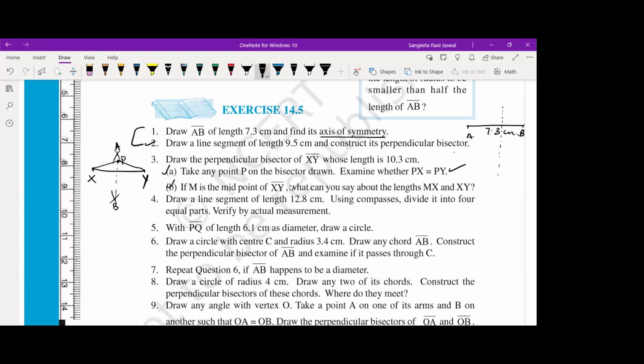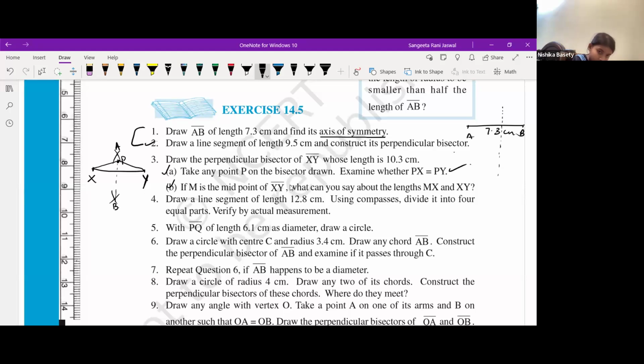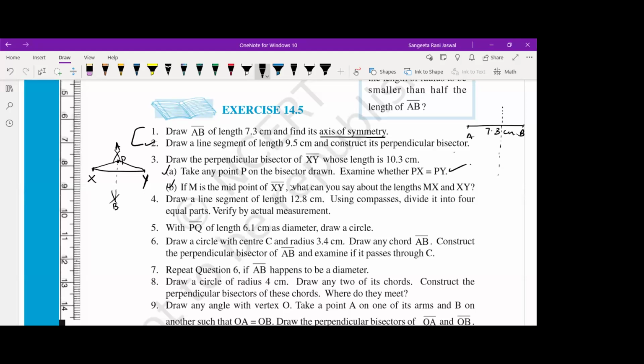Now see what is written in the B part of the question. If M is the midpoint of XY, okay. Now if we name this point as M, wherever this perpendicular bisector is intersecting this XY line, this point we will name as M. If M is the midpoint of XY, what can you say about the length MX and XY?